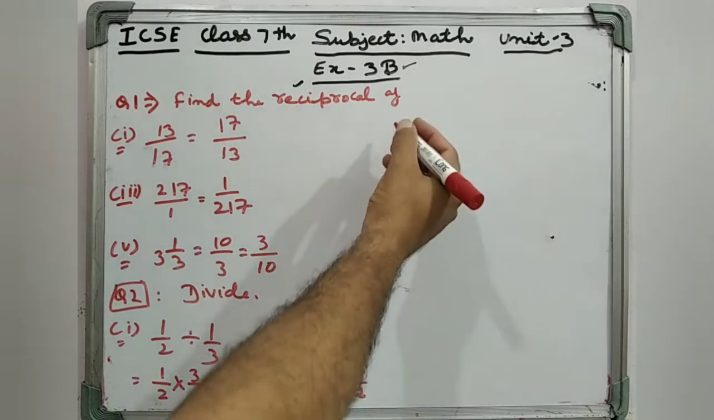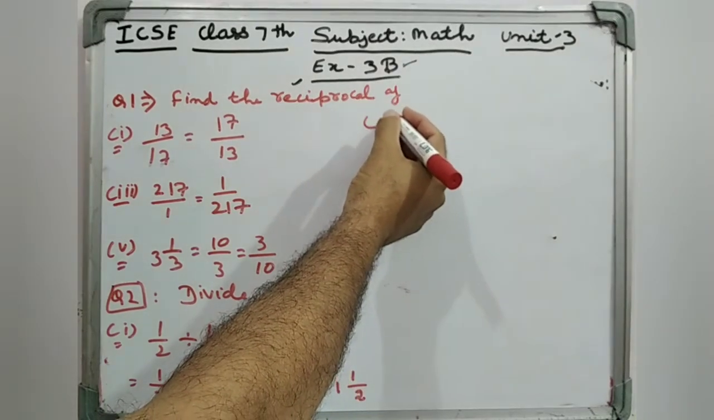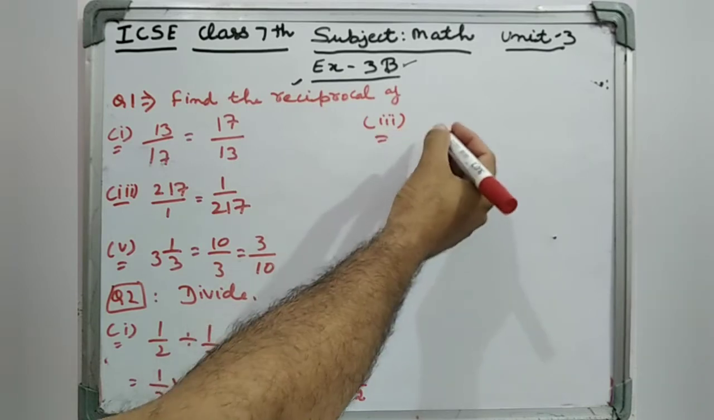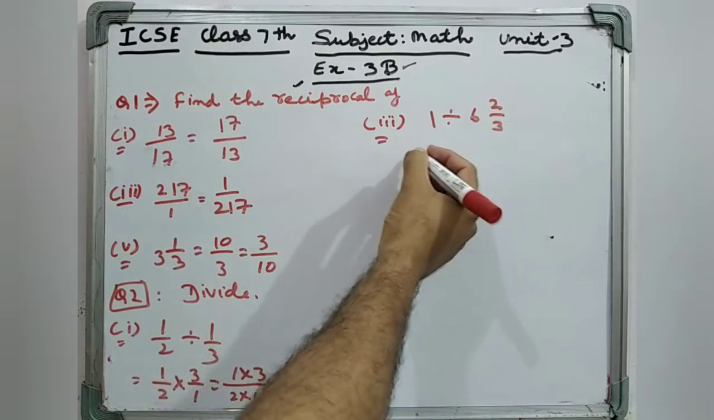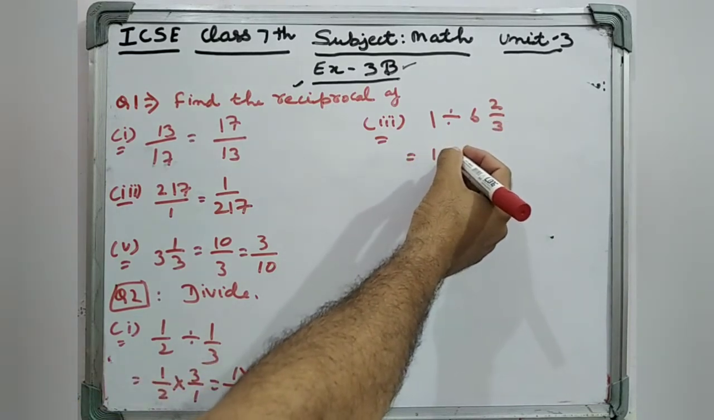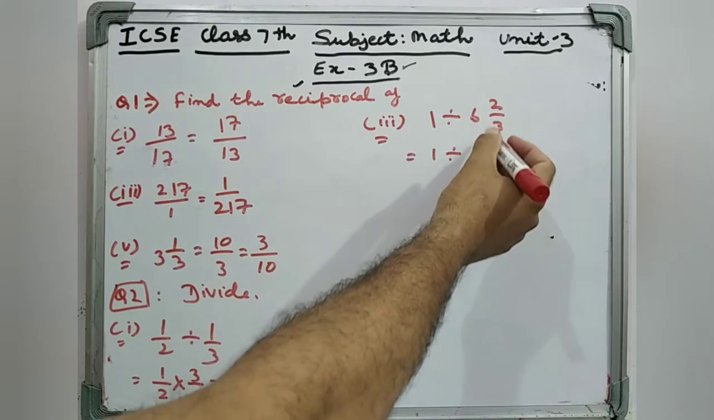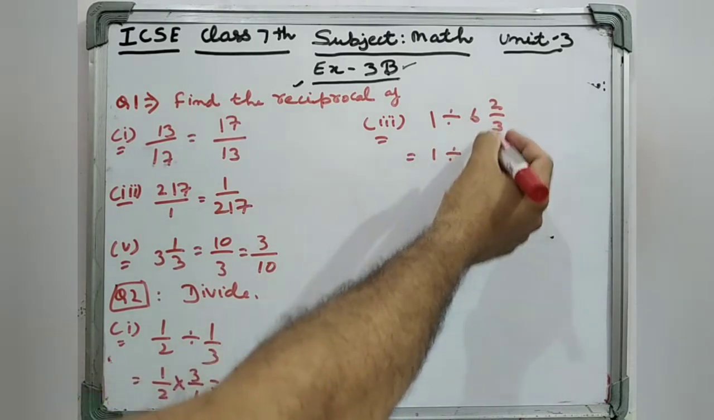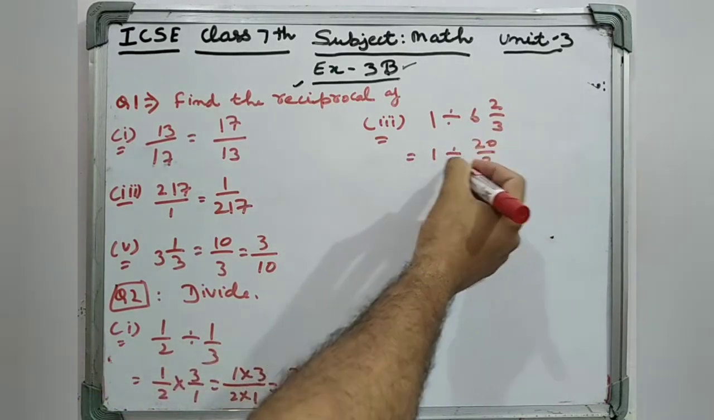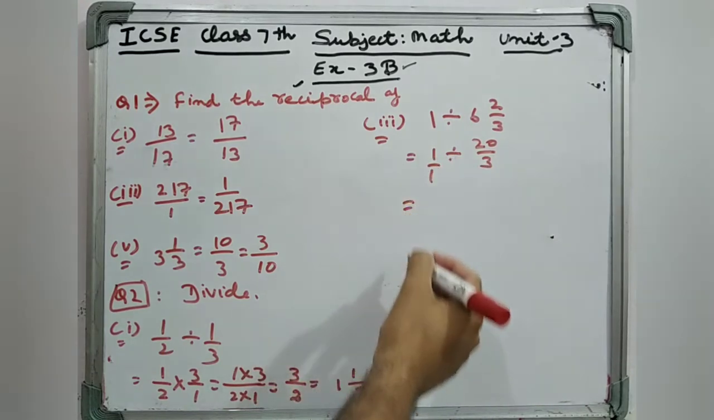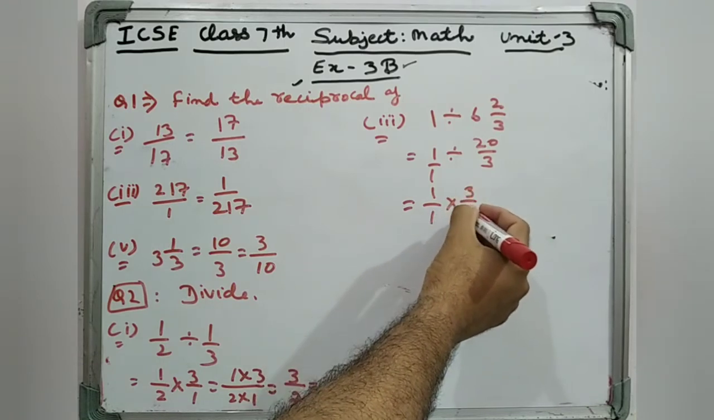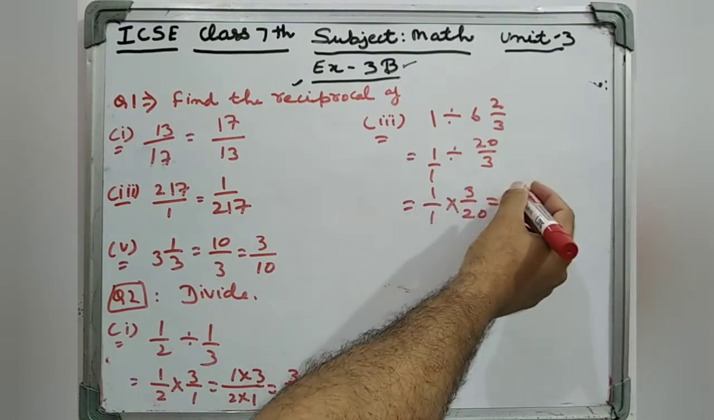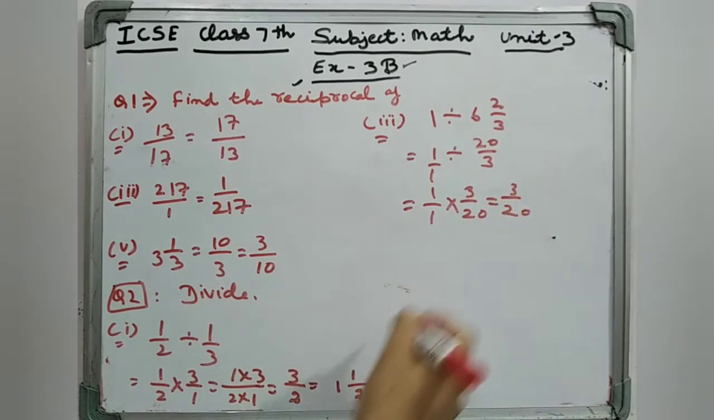Second is simple. Now we will move on to third part of second question, that is 1 divided by 6 2 upon 3. Make it vulgar or simple, 3 sixes are 18 plus 2, 20 by 3. Put 1 yourself, 1 upon 1, make reciprocal 3 upon 20. So 3 ones are 3, 20 upon 20. 3 upon 20 will be our answer.